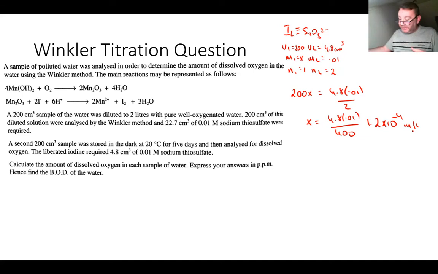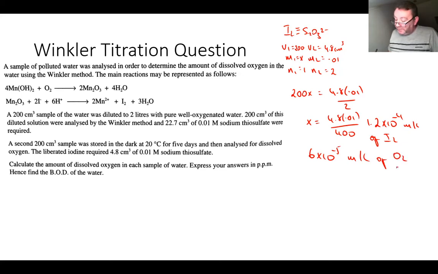So we've got to do the same thing again here. We've got to go to oxygen, and we've got to go to parts per million. Okay, so if that's moles per litre of iodine, I want to go to moles per litre of oxygen. So hopefully you can remember there was a 2-to-1 relationship. So the amount of oxygen is half that. So we divide that by 2, and we get 6 by 10 to the power of minus 5 moles per litre of oxygen gas.